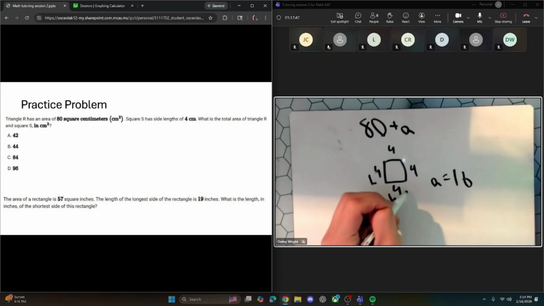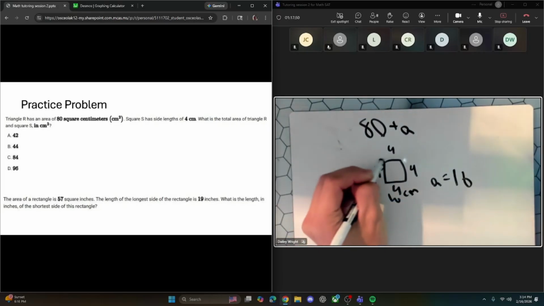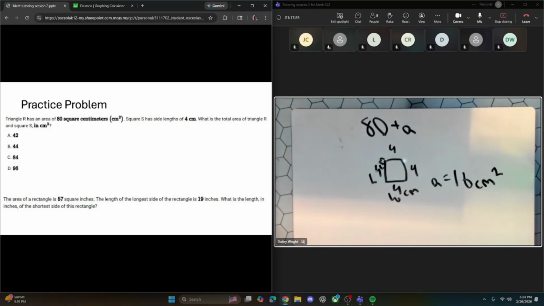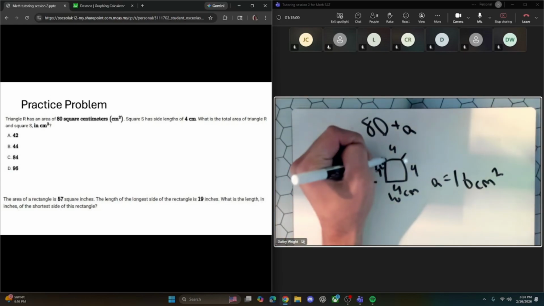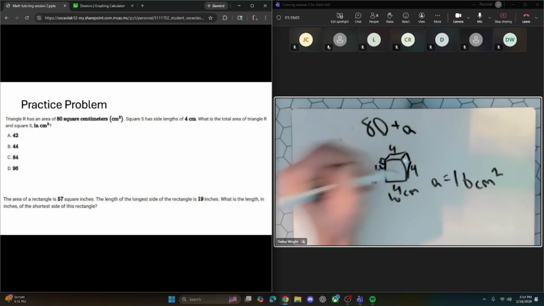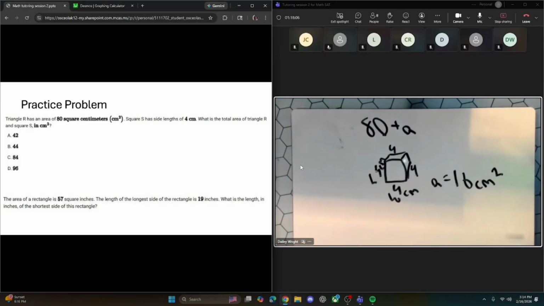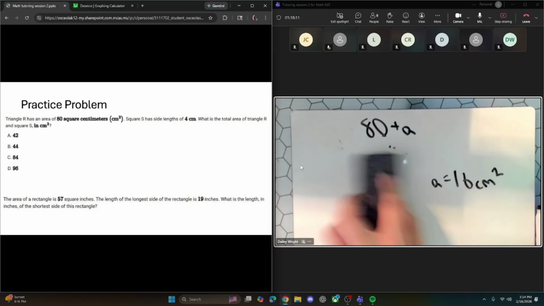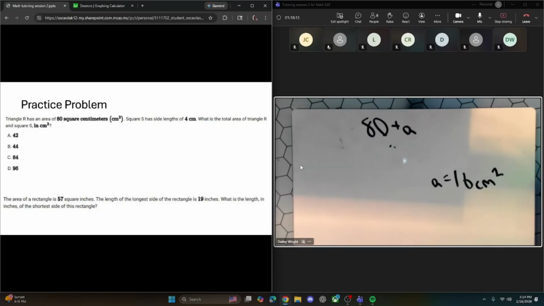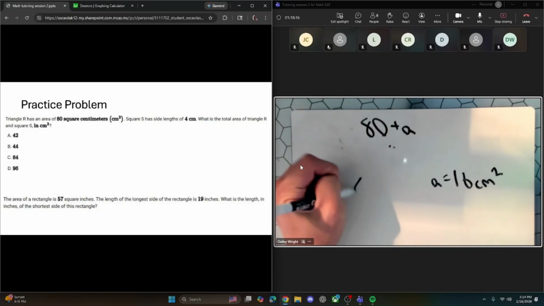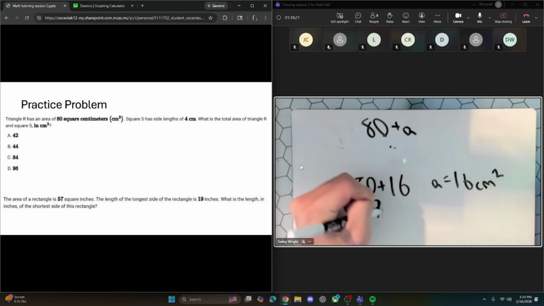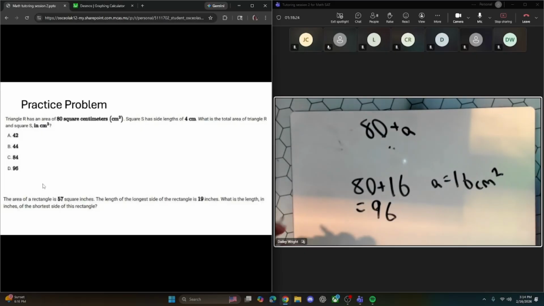And then if this was centimeters, it's automatically going to be centimeters squared when you find the area. It's automatically going to be centimeters cubed if you were finding the volume of a cube. That's kind of important to know, because when converting for units, you have to square root those centimeters and stuff. So now we know area is 16 centimeters squared. So 80 plus 16 is going to be 96. So your answer would be 96.